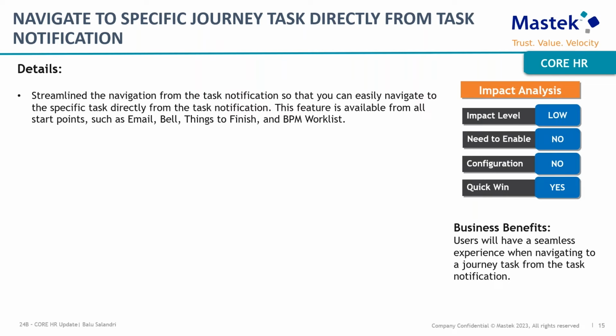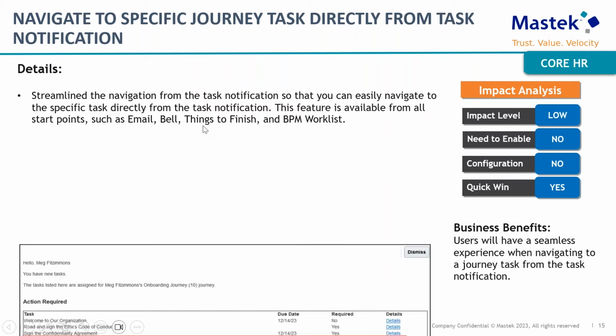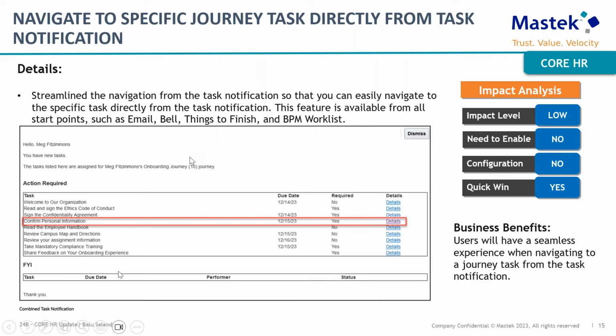Further, the next feature is to navigate to specific journey tasks directly from task notification. So Oracle has streamlined the navigation from the task notification so that you can easily navigate to specific tasks directly from the task notifications from now on. So this feature is available from all the start points such as email, bell, things to finish, and BPM worklist. So as we see on screen here, this is a multiple task notification that a user has received.